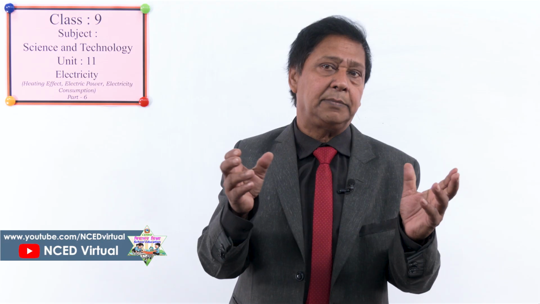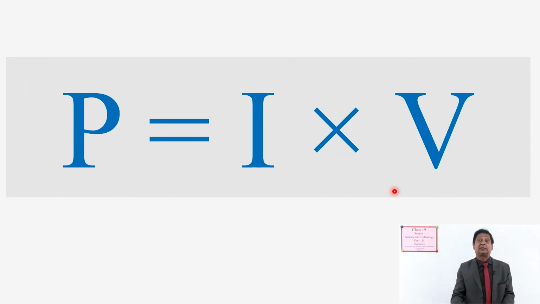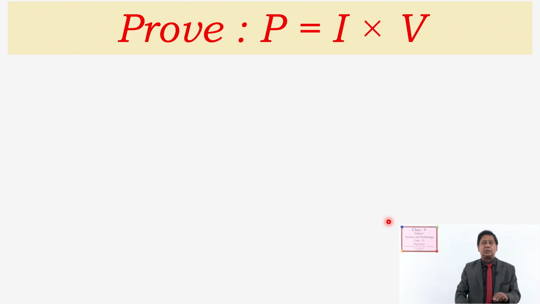Okay, how do we measure the electric power in the electric circuit? Using this formula. Very interesting, another formula came. P equals I into V. P is power, electric power, I is current, V is potential difference or voltage. You know about this because in previous class current and potential difference was taught. Now how did this equation come? I want to establish this equation. I want to derive this equation. Prove P equals I into V. We are going to prove this.